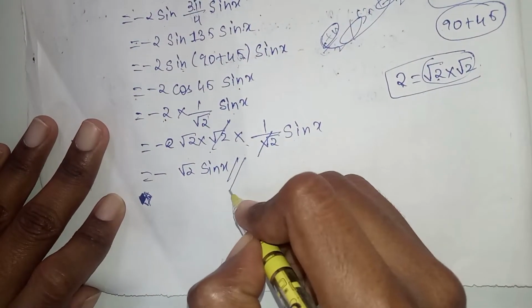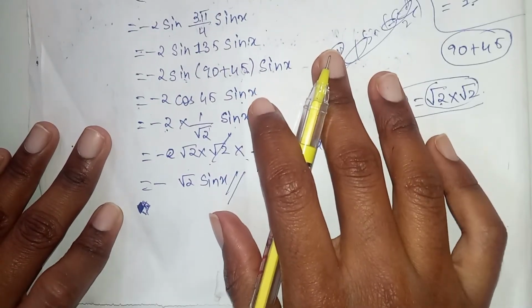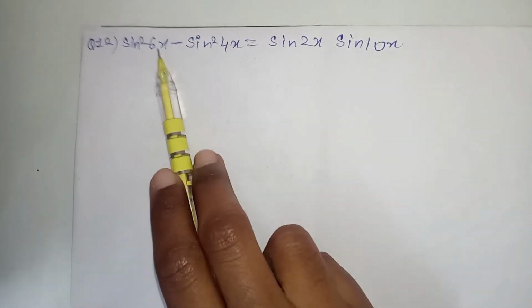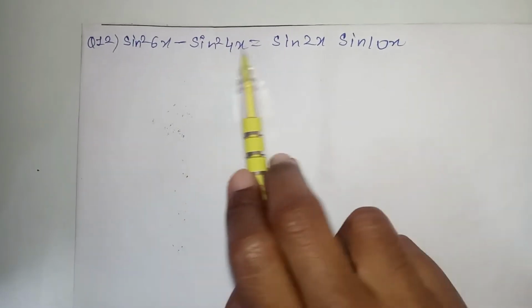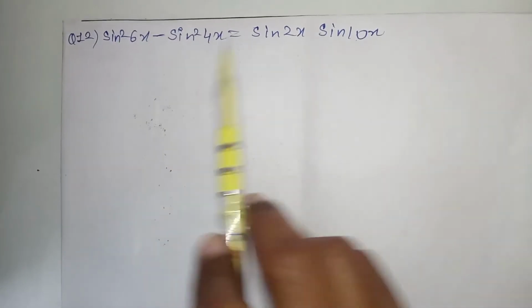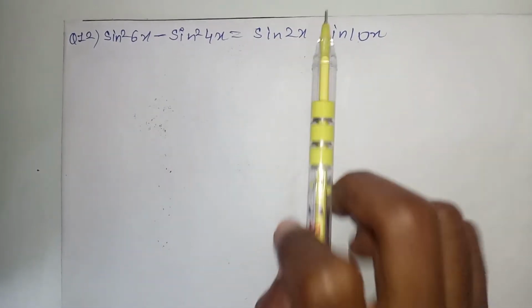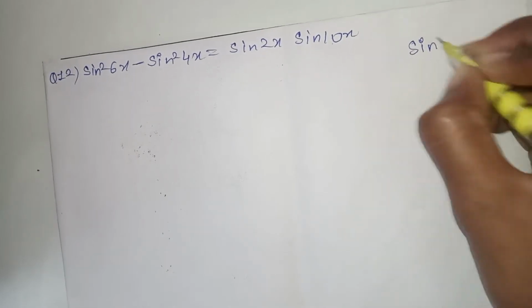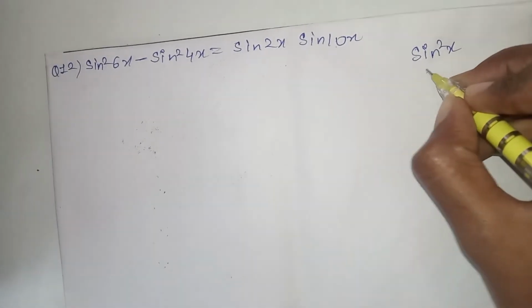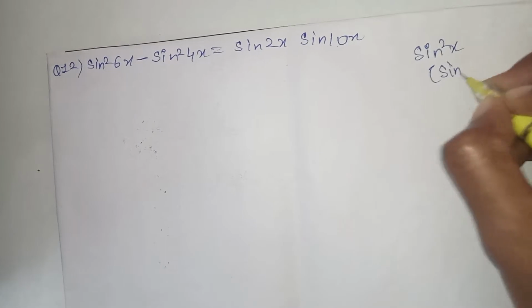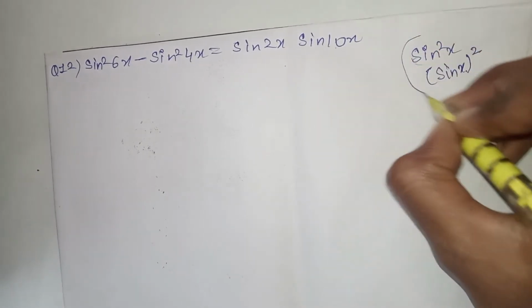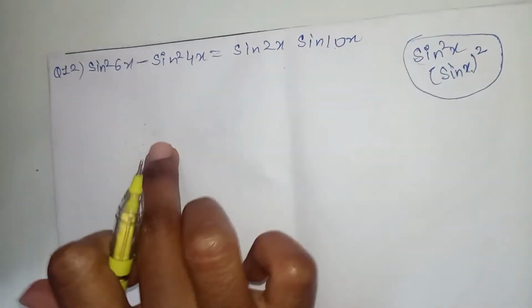So the question is completed. Let's proceed to the 12th question. The 12th question is sine square 6x minus sine square 4x is equal to sine 2x sine 10x. That is, we have to solve this whole and we have to get this one. So before that I have said sine square x, how can we write it? As in previous questions I have said, sine x you have to write first, this square you have to write as whole square. Same in this question also, it is there in this form only.